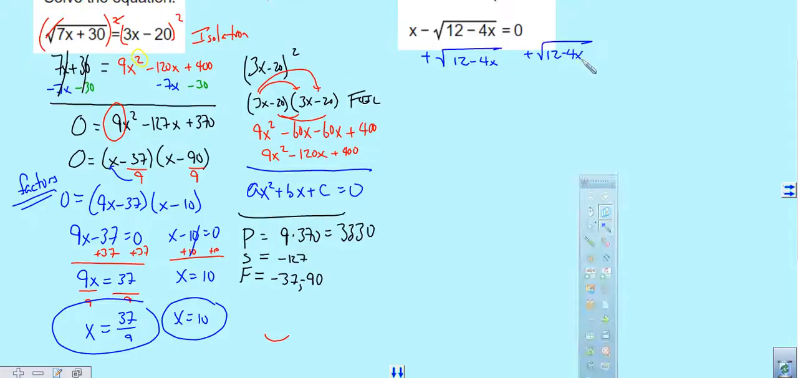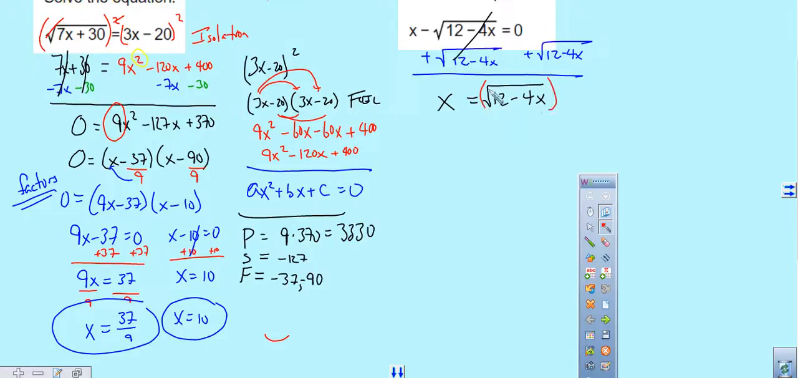I need you to be comfortable with the fact that that can be done, that that is a legitimate step. So I get x, those cancel, equals 12 minus 4x square root. So remember, once again, we're back at where we were a minute ago on this guy. So I'm not going to do all of this problem. I'm going to go dot, dot, dot in just a minute. But the whole point here is I want to get rid of that radical.